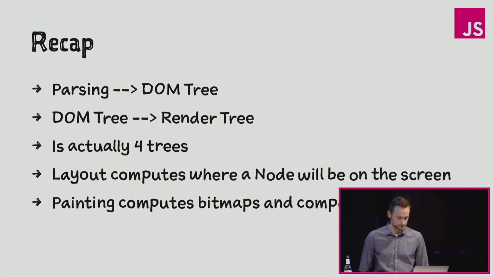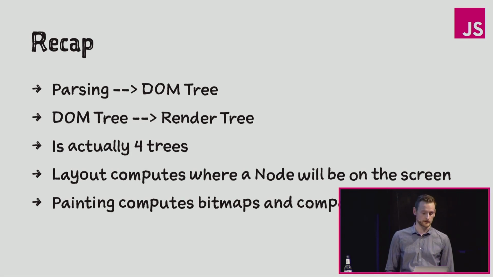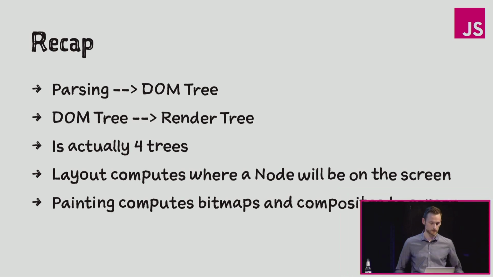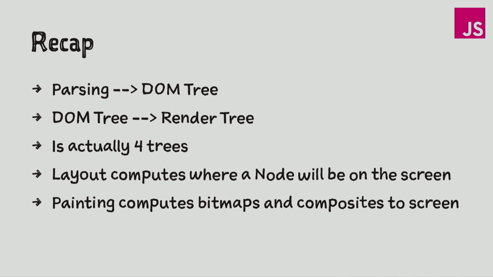So for a recap, we parse our CSS and our HTML. That creates a DOM tree. The DOM tree then gets converted into a render tree, so the CSS and the HTML are combined. It's actually 4 trees: the layers, the line boxes, the render objects, and the render styles.